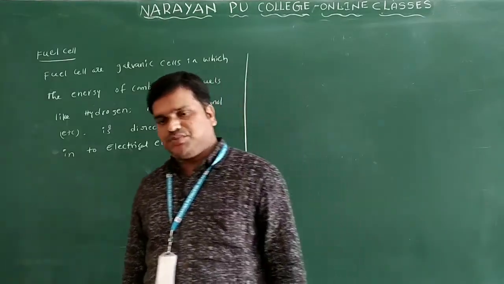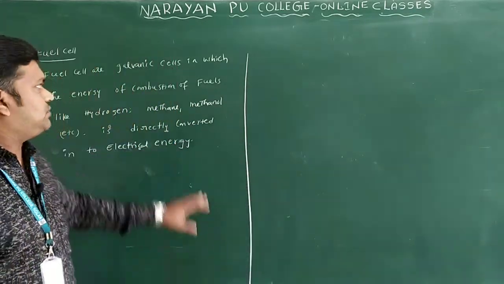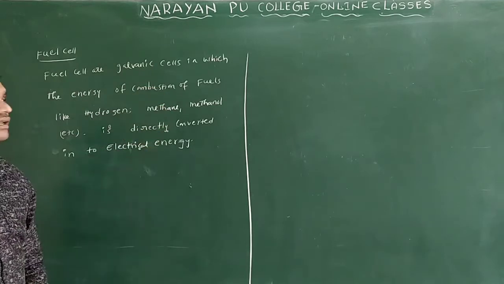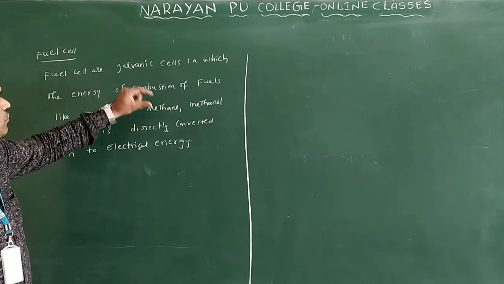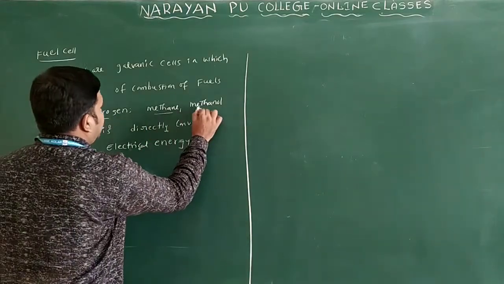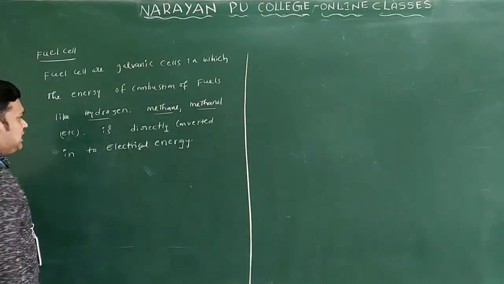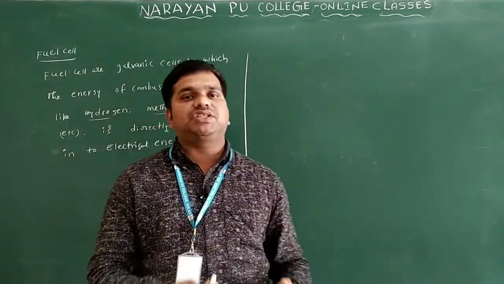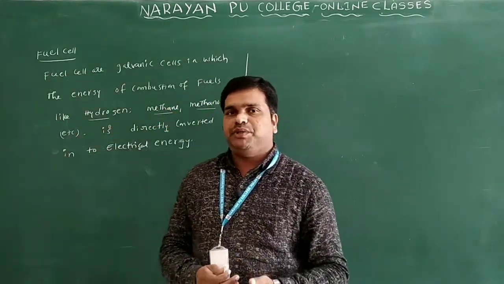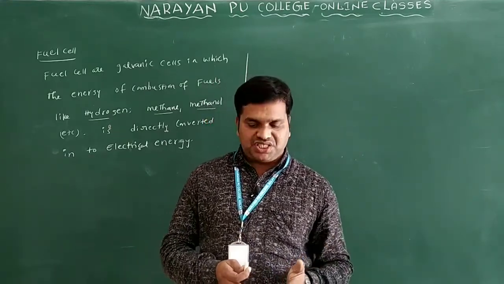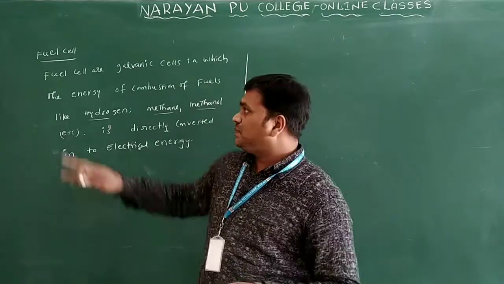See, the next concept we have is fuel cells. What do fuel cells mean? A fuel cell is a galvanic cell in which the energy of combustion of fuels like hydrogen, methane and methanol is directly converted into electrical energy. We combust fuels like H2, methane and methanol, and that gives electrical energy directly.